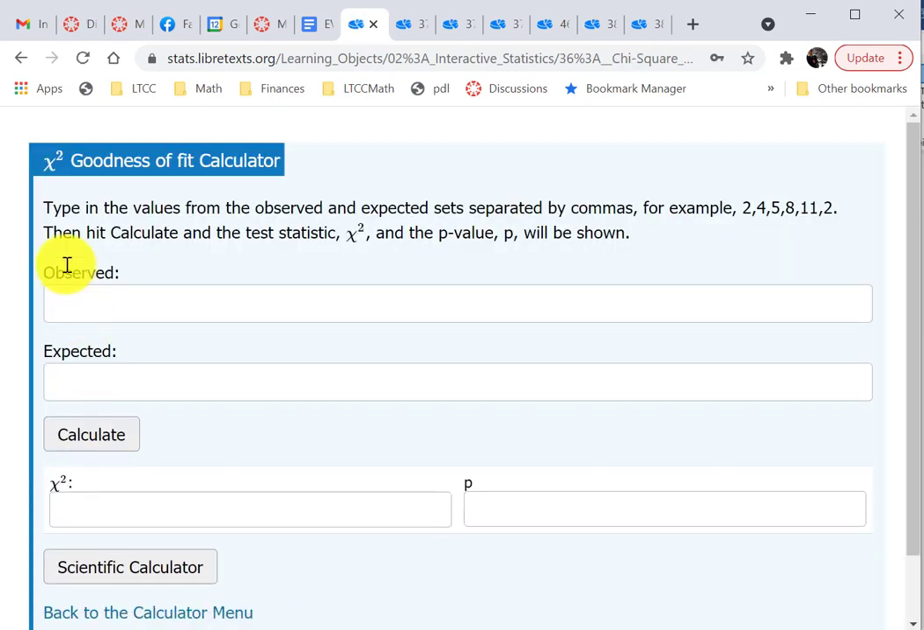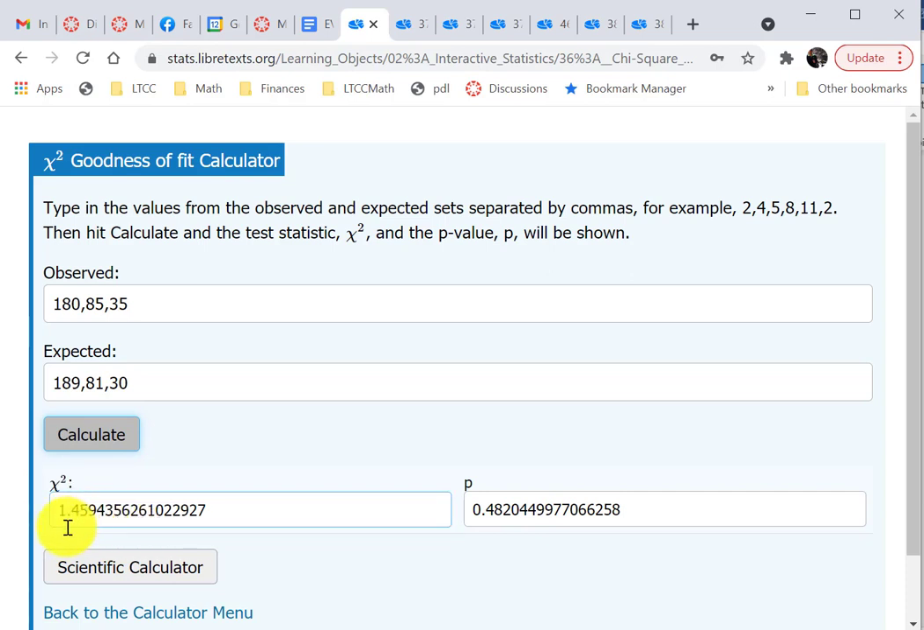And it asks, type in the values from the observed and expected set separated by commas. So I need to type in my observed. I'm going to save the time and just do that, and the same thing with the expected. All right, I typed in my data, my observed and my expected. And then it's very simple. I hit calculate. The test statistic is chi-squared, and that's about 1.459, etc.